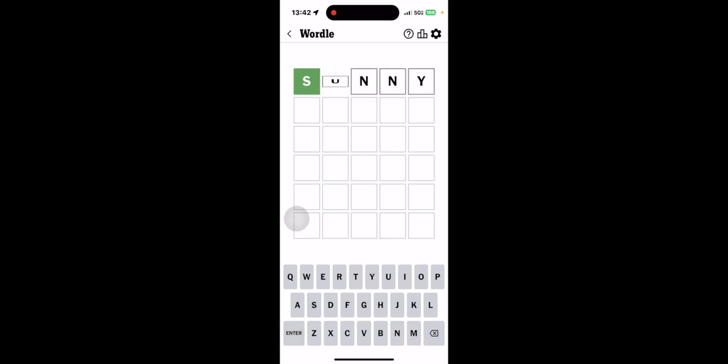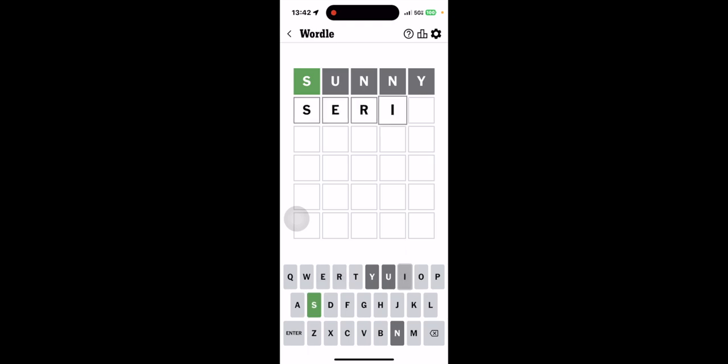I'll try sunny to start with because it is bright and sunny and S is in the word. Okay. Well, perhaps using a double repeat wasn't a good idea. Well, there's no R. Is about all that tells us. What other vowel do I have? A and O.